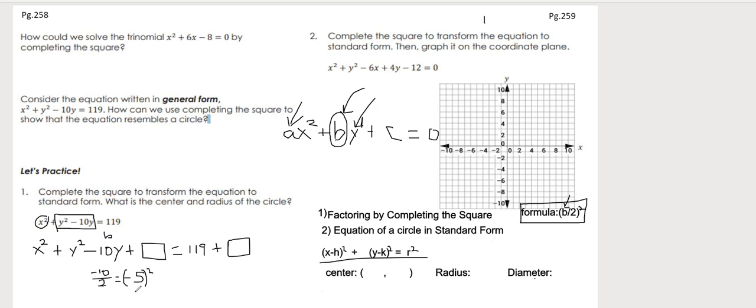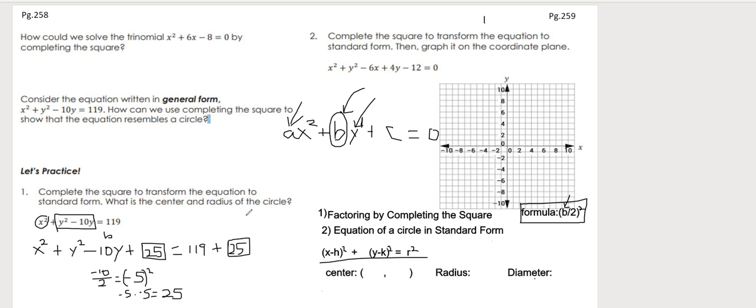And remember that when you square negative 5, that is the same thing as multiplying negative 5 times negative 5. And a negative times a negative gives you a positive, so that's positive 25. So what is my square number here? It will be 25. And what is my square here? It will be 25.